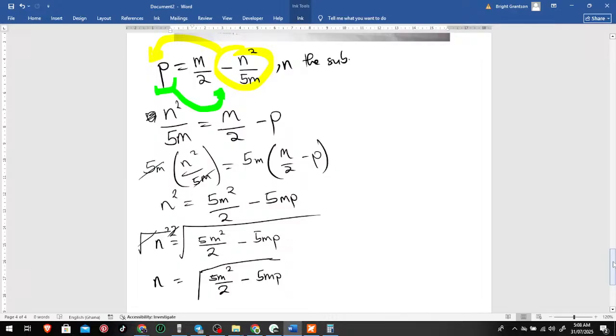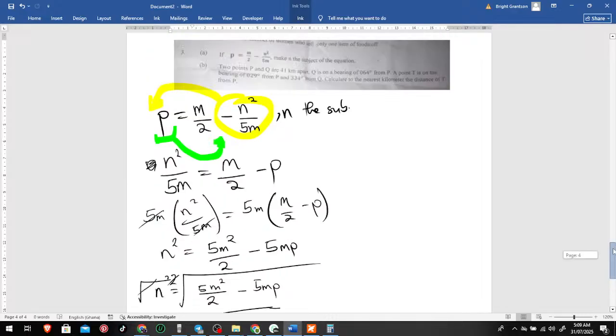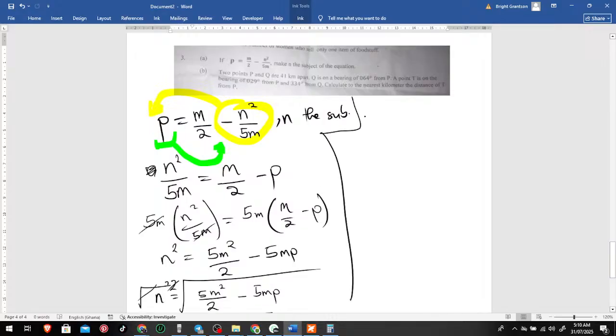Bearings, another banger. It says what? Let me bring it here. Two points P and Q are 41 kilometers apart. Q is on a bearing of 64 degrees from P. A point T is on a bearing of 29 degrees from P and 334 degrees from Q. Calculate to the nearest kilometer the distance of T from P. So there's a triangle involved, 3 points.